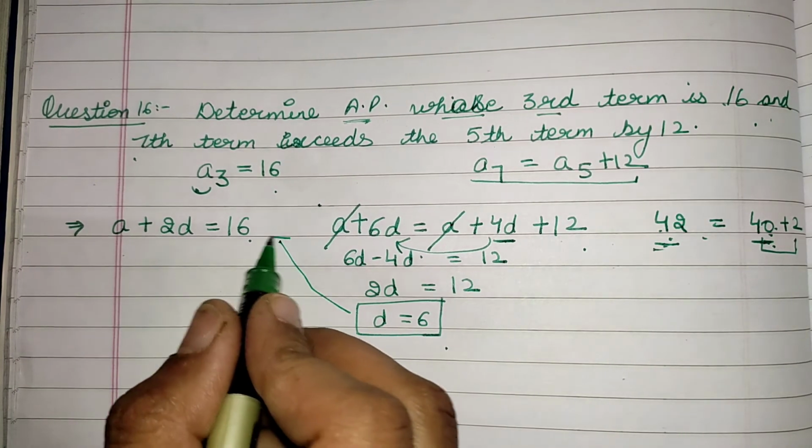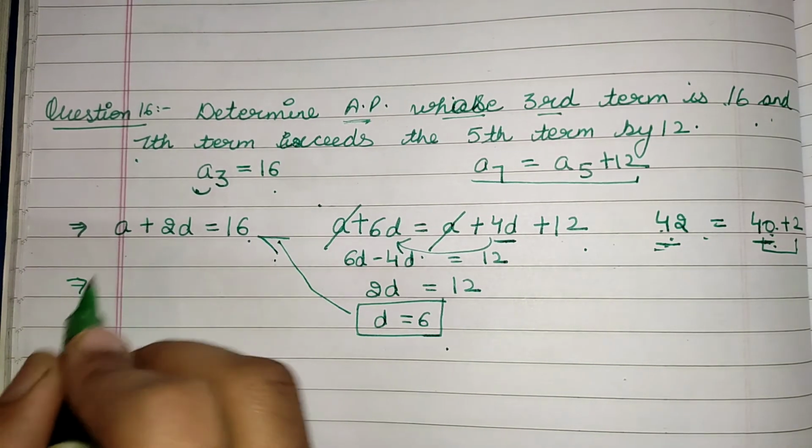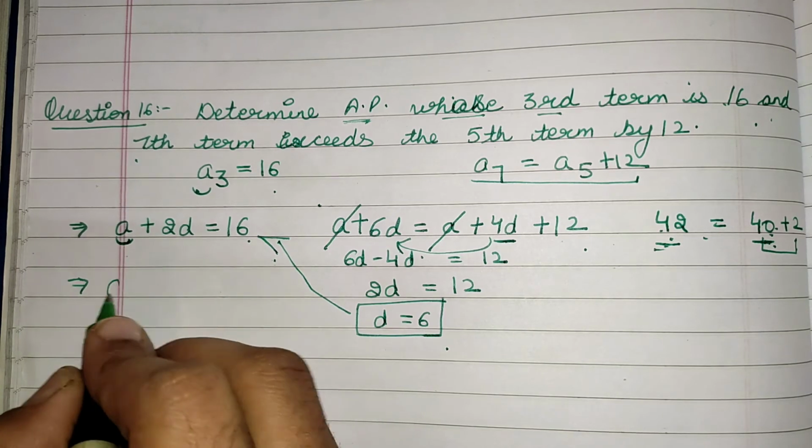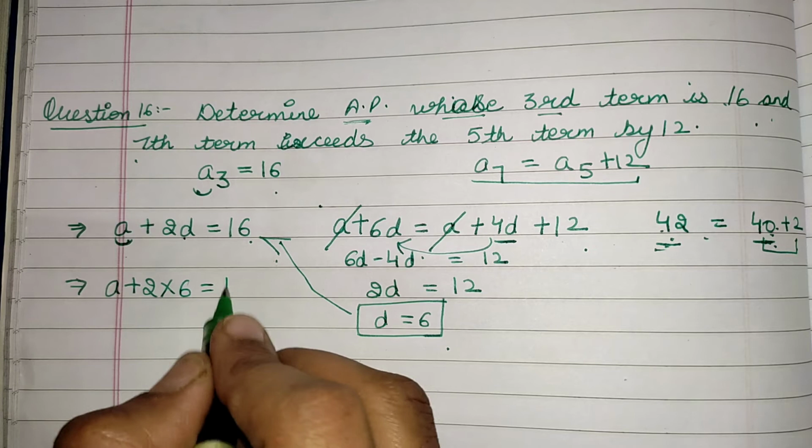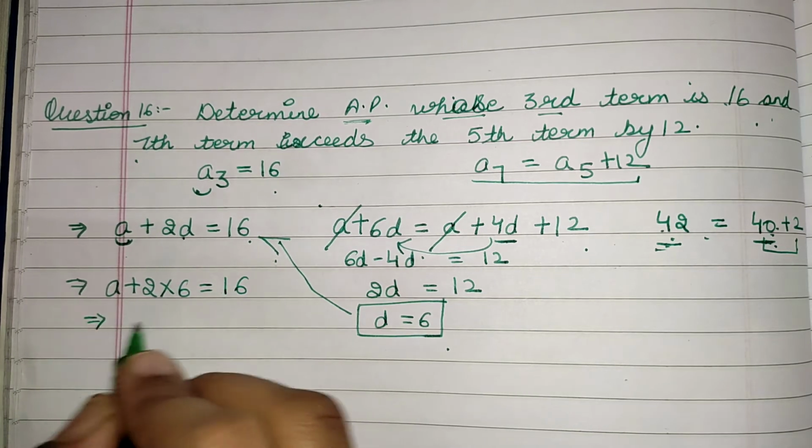Now put this value in this equation and we will get the first value of the AP: A plus 2 into D, where D is 6, is equal to 16.